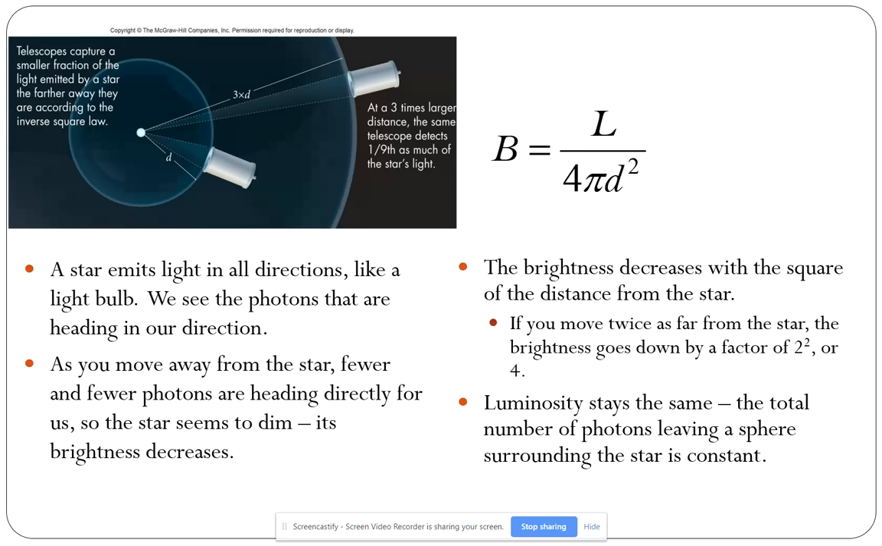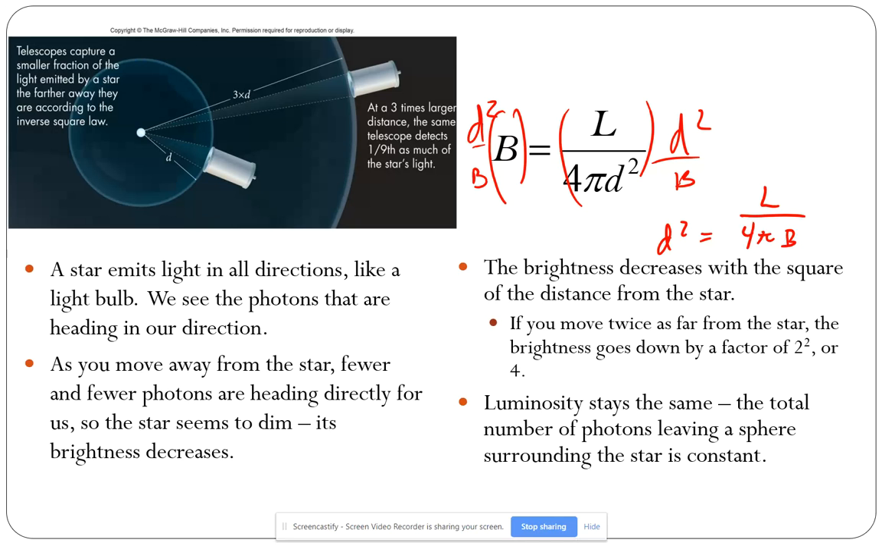I can take that equation, I can solve it for distance. I'm a bit of a mathematician myself, as Nathan says when he does these kinds of calculations. I can take this and multiply both sides by d squared, divide both sides by b, and I get the equation that says distance squared is equal to luminosity over 4 pi brightness. So if I square root both sides, I have an equation for the distance as a function of that ratio of luminosity and brightness.